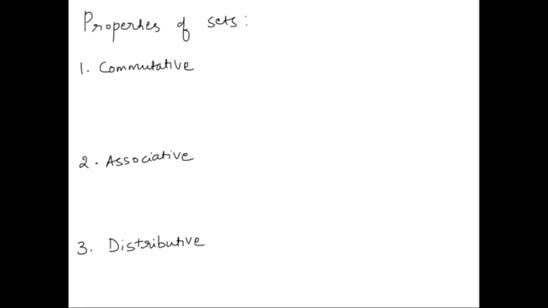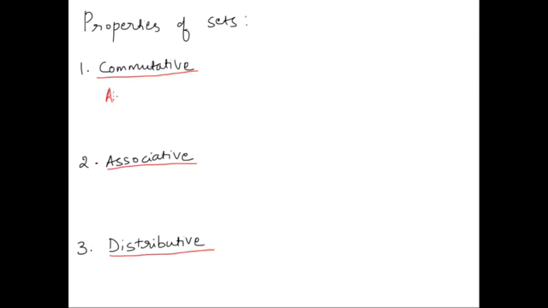So in today's lecture, let's see a few properties of sets. I've just listed down the three main and basic properties of sets. One is commutative property, second one is the associative property, and the third is the distributive property. Much like addition and multiplication, properties of sets follow these three rules. So let's see how they work.